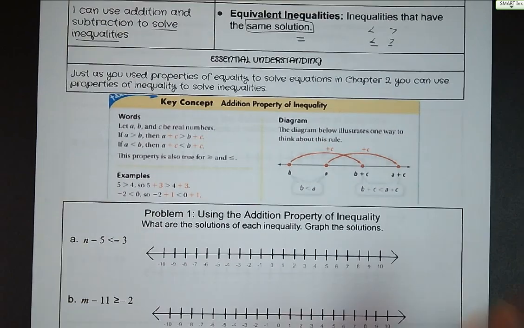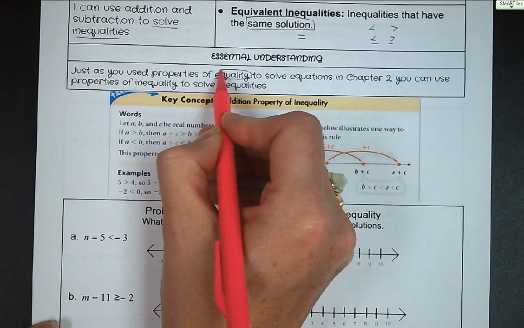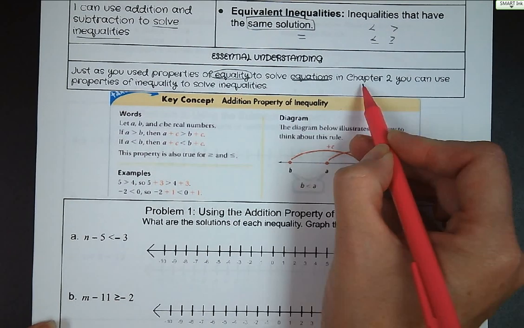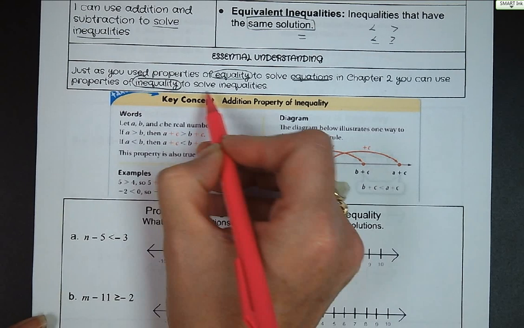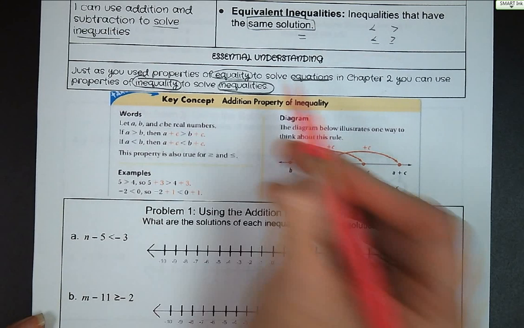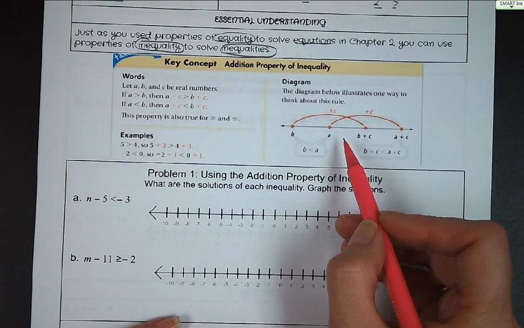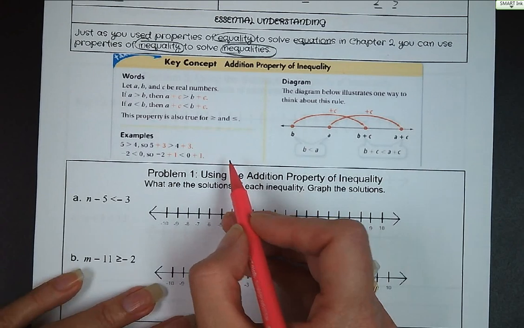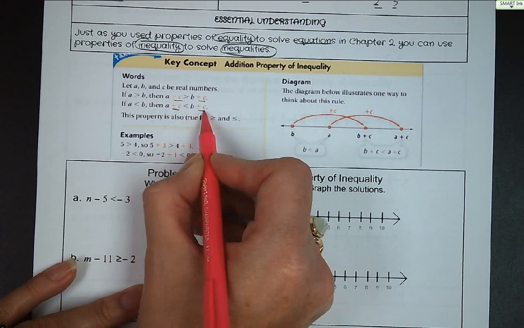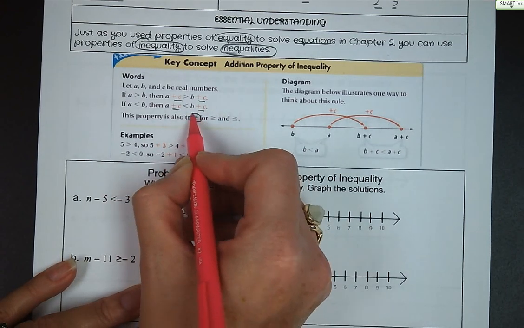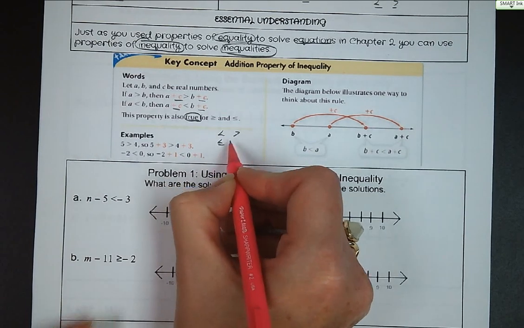Essential understanding. Just as you used properties of equality to solve equations in Chapter 2, you can use properties of inequality to solve inequalities. Okay, so our first one is the addition property of inequality. Basically this just says that as long as you are adding the same thing to both sides of your inequality, the relationship will remain true. And this is true for less than, greater than, less than or equal to, or greater than or equal to.